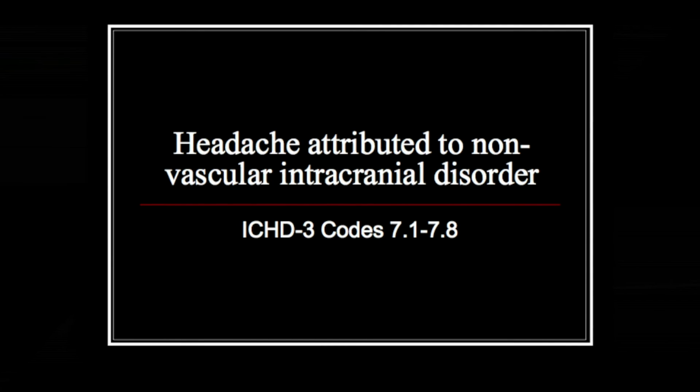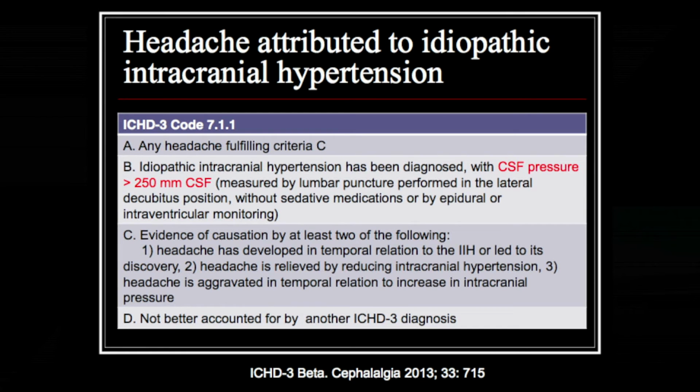Next is a headache attributed to a non-vascular intracranial disorder. These are codes 7.1 to 7.8. And this is another very common headache disorder; this is what we used to call pseudotumor. The new criteria call it headache attributed to idiopathic intracranial hypertension. And the key things to remember about this, I've highlighted on the slide. The CSF pressures need to be greater than 250 in these patients, and there's no other explanation for that, like some intracranial tumor and so forth.